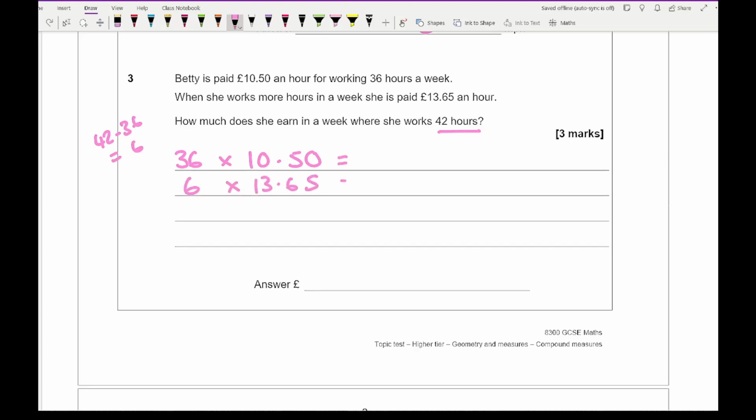So if I work out each of those amounts, that's going to be £378. And this is going to be £81.90. So then if I just add those two amounts up, I get a total pay for Betty of £459.90.